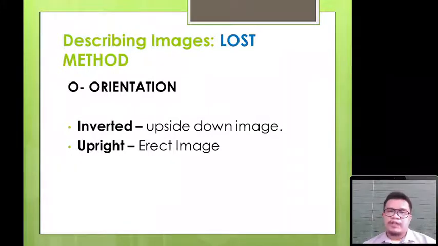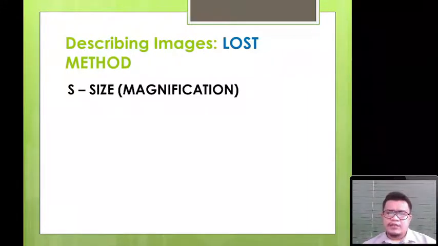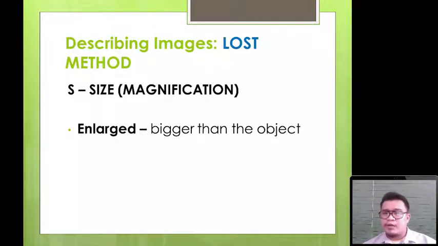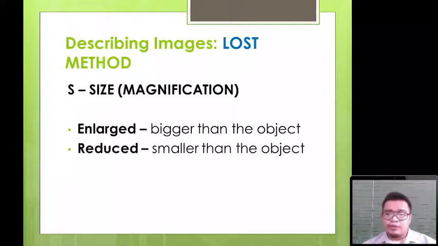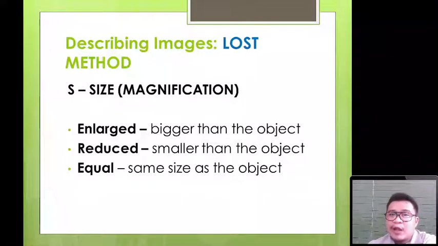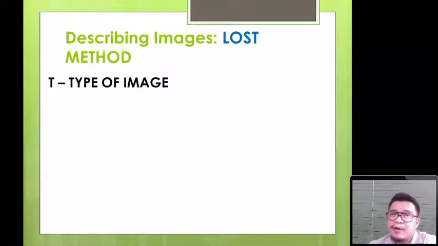Now, let's move on to the next one. S stands for the size, or we call it the magnification of the image. When we say magnification, that's how big your image is. Enlarged if it's bigger than the object, and of course, reduced if it's smaller than the object. Okay? And last but not least, we forgot one thing: equal, meaning the object size is just the same as the image size, meaning no change at all. Okay? Now, let's move on to the last letter, which is T, which stands for the type of image.